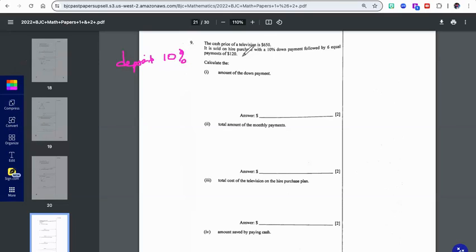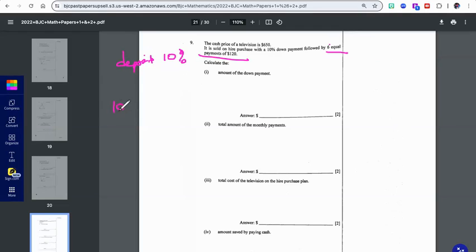Remember, what do we find the deposit of? Cash price always. So it's 10%. Then total monthly payments, we know that it will be 6 equal payments of $120. So it's 6 months, and for each month it is $120. Okay, so now let's calculate the down payment. I see some persons gave me $135. Let's see if that is correct.